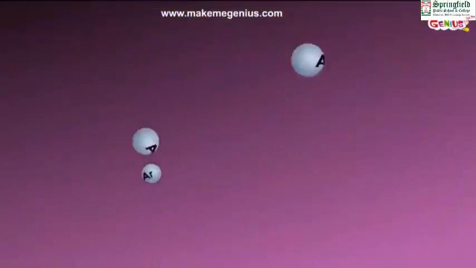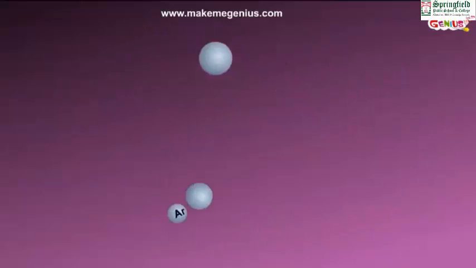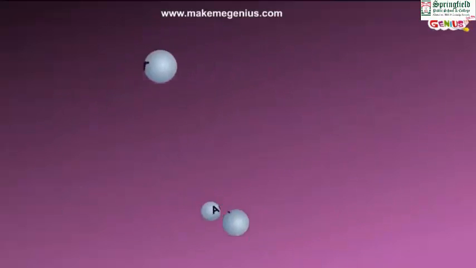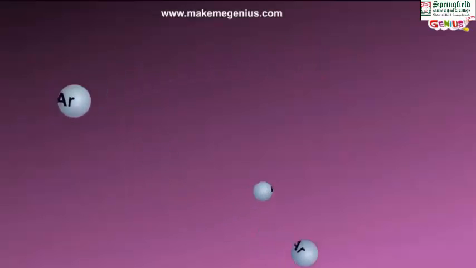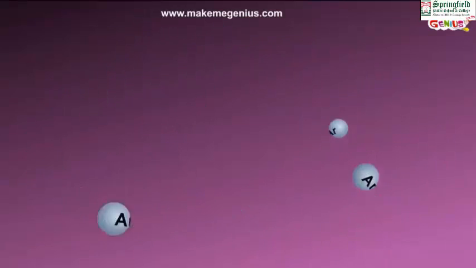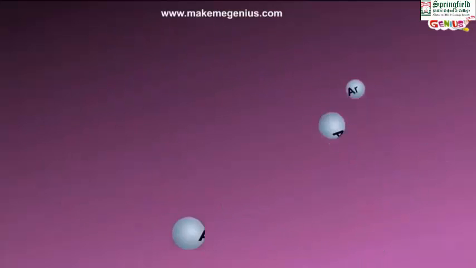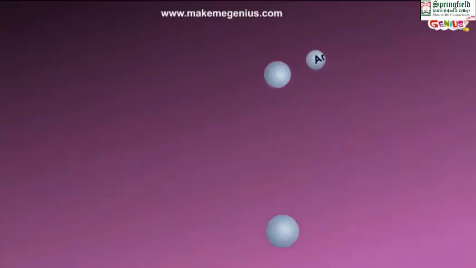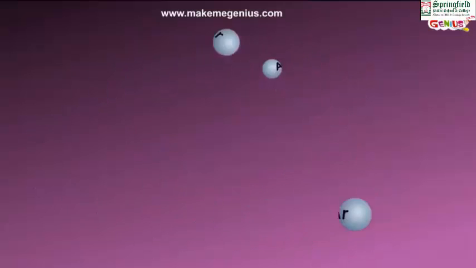Argon is an element found in nature as gas. This is an argon atom. Now many argon atoms roaming close to each other form argon gas or argon element. Okay, so element argon consists of only one type of atoms.